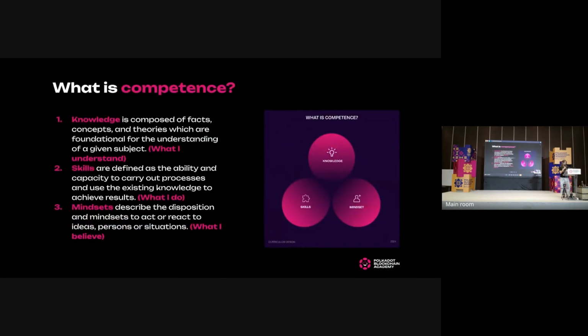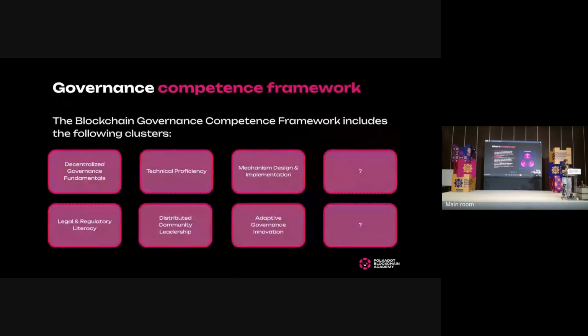To create this competence framework, we first have to understand what we mean by competence. We mean three different things. You have the knowledge, which is the concepts and the matter in your mind. The skills, which is the capacity you have of executing. And then mindsets, which is more the approach that you take to solve different problems. We've identified these different ones in conversation with former students and people who work in blockchain governance a lot, as areas of expertise needed for healthy governance systems.